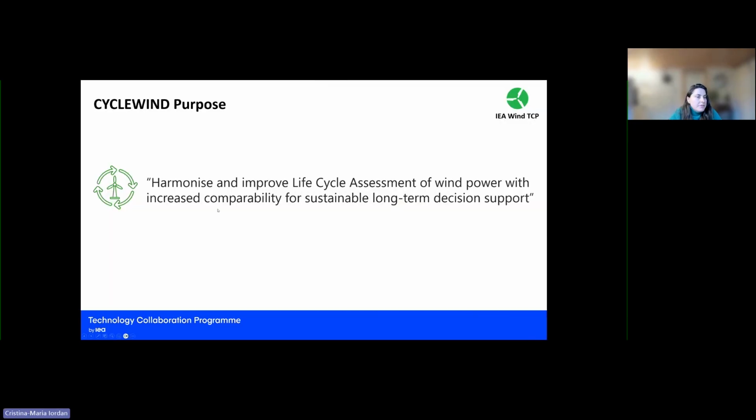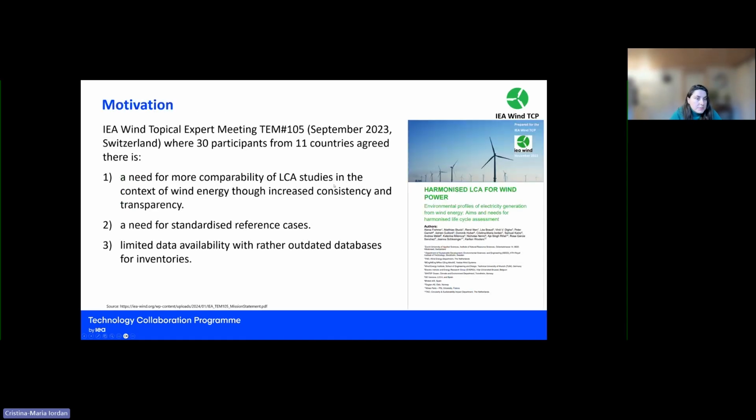Yes, the aim of CYCLEWIND is to harmonize and improve LCA of wind power to increase the comparability of such studies and to support long-term sustainable decisions. The initial steps towards setting up CYCLEWIND were in autumn 2023, when Matthias and his colleagues hosted us, around 30 participants from different research institutes, universities, wind power developers, original equipment manufacturers, and industry associations from over 11 countries.